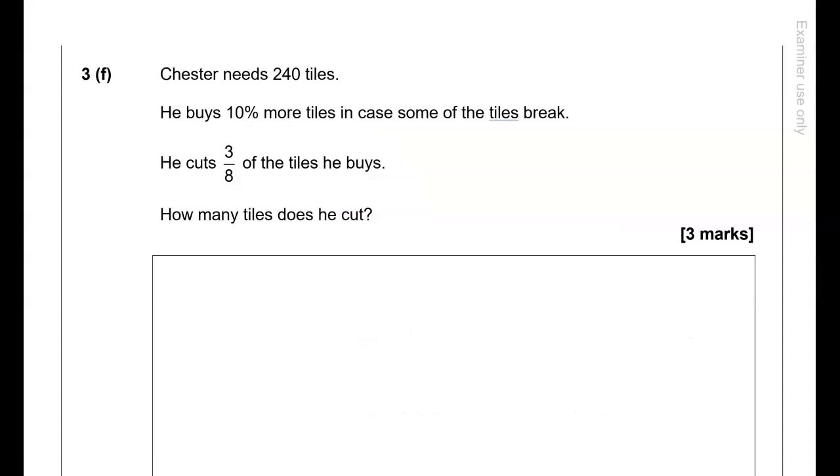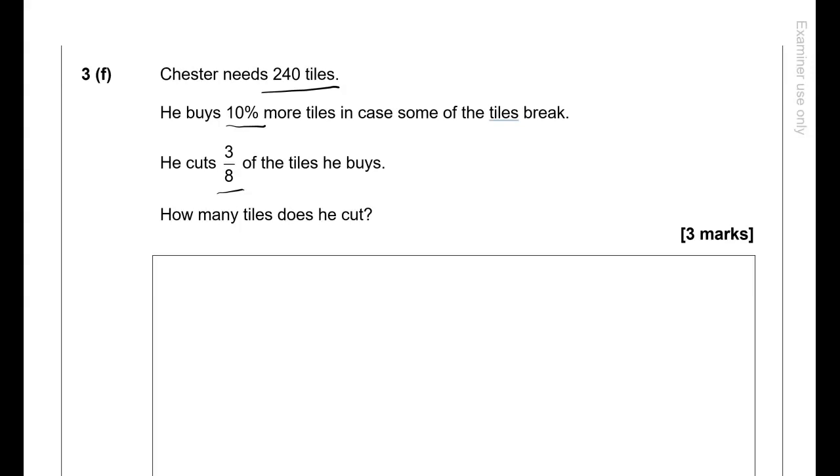Chester needs 240 tiles. He buys 10% more tiles in case some of the tiles break. He cuts 3/8 of the tiles he buys. How many tiles does he cut? So he needs 240 tiles. He's going to buy 10% more.